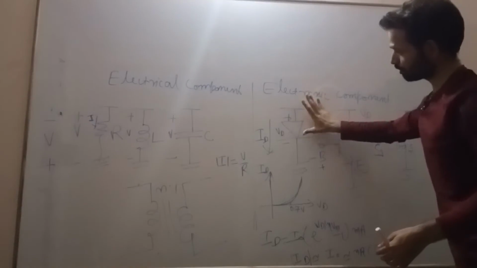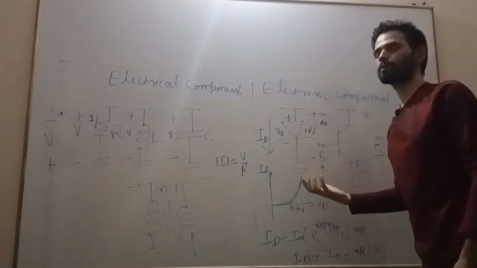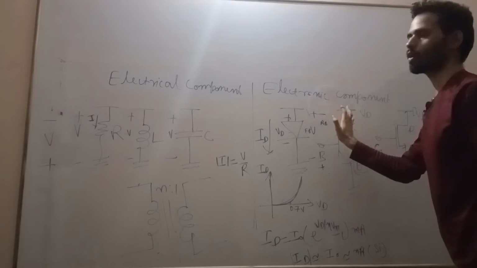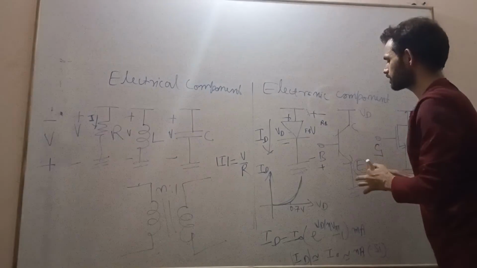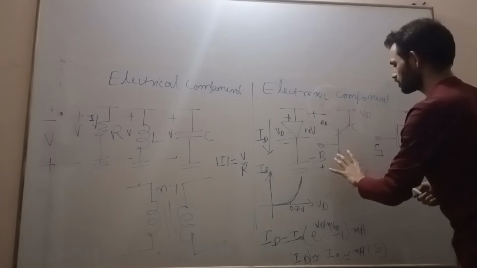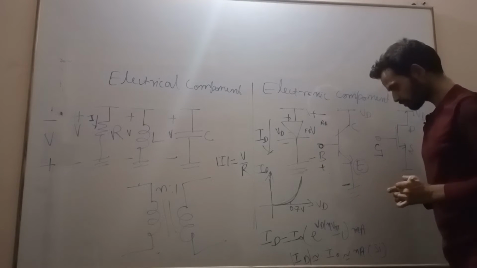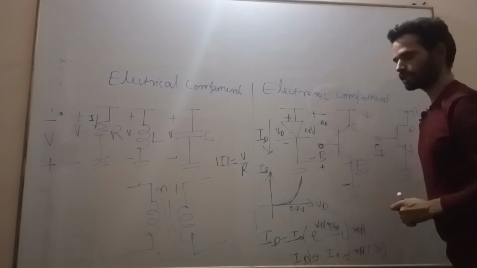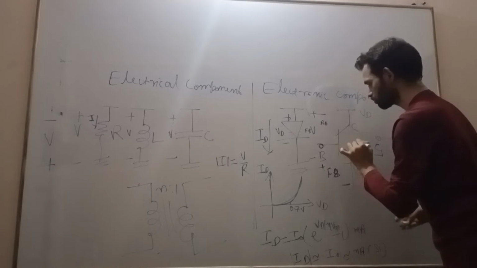So therefore we are getting different output across the electronic component after changing the polarity. This is the beauty of electronic component as compared to electrical component. Like in BJT, if I make the base positive with respect to emitter, base is positive, emitter is negative, so it is in what bias? Forward bias.